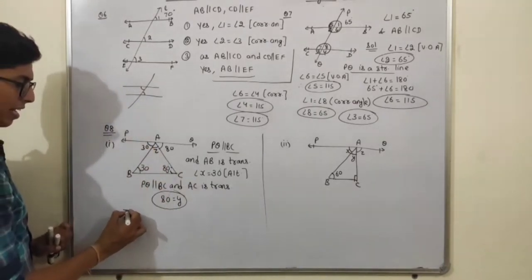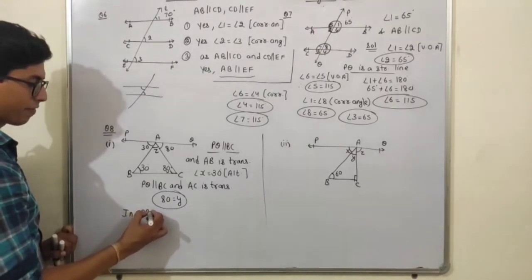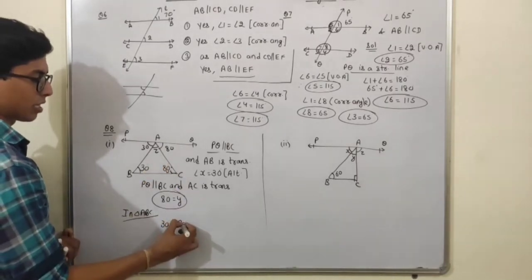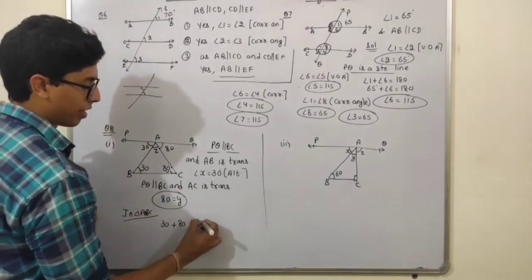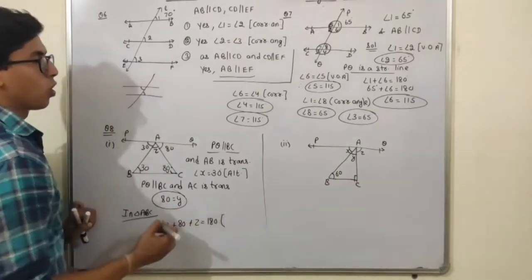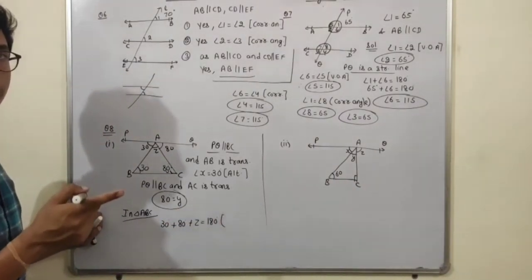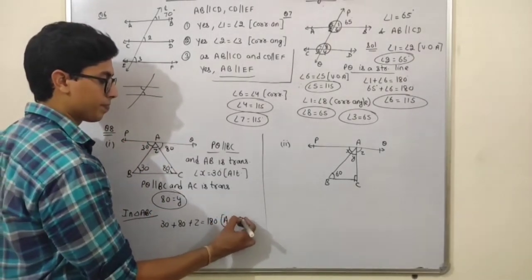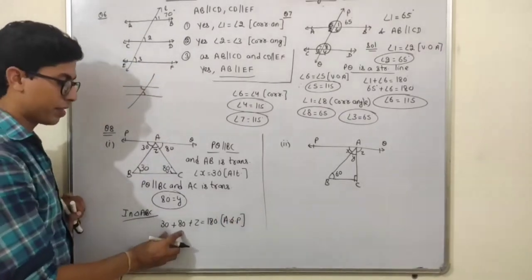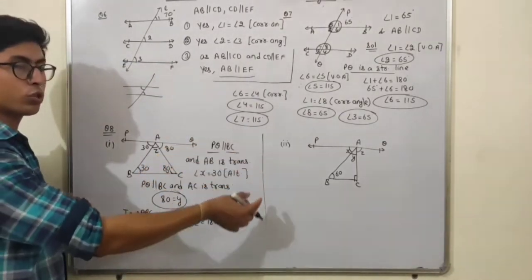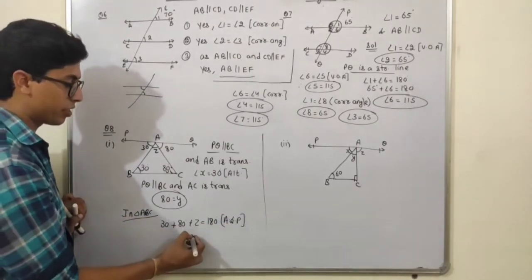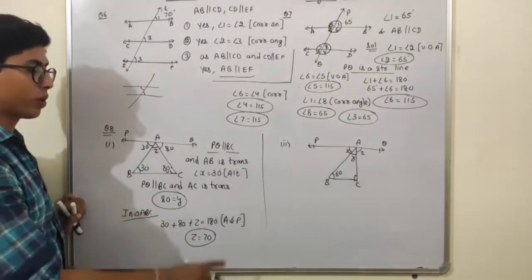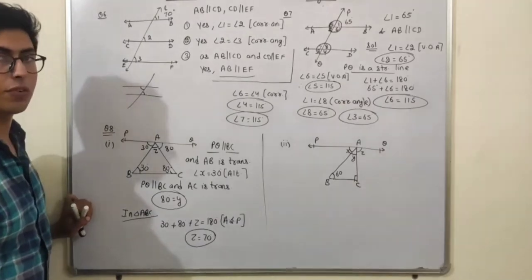Now students, in triangle ABC, if I take this 30 degrees plus this 80 degrees, plus this Z, it will be 180 degrees, because the sum of all angles of a triangle is 180 degrees. That is the angle sum property of a triangle. If I add them, it will be 110, and it goes to the right hand side. So 180 minus 110, Z is equal to 70 degrees. So X is 30, Y is 80 and Z is 70 is our required answer.